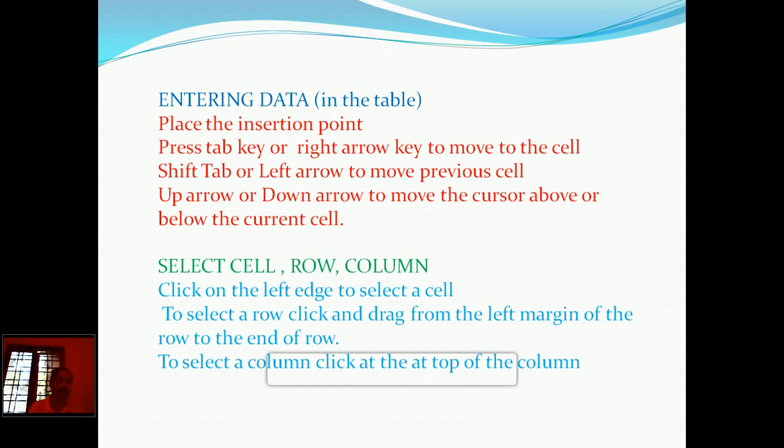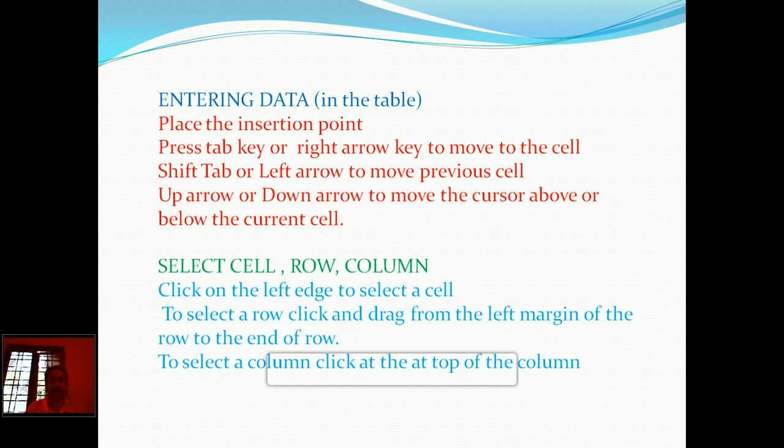There from there also we can select it. Just when the mouse pointer reaches the selection bar area, just click over there. Then the row that it is pointing to will be selected. That is the easy method.